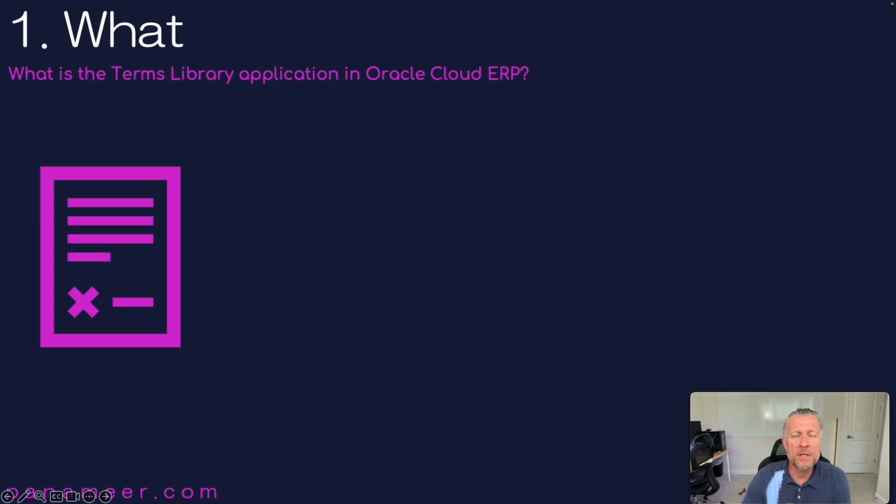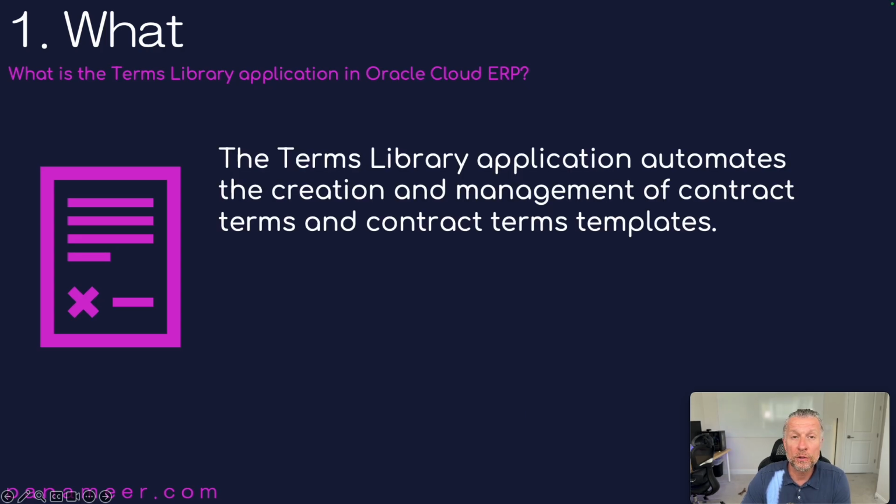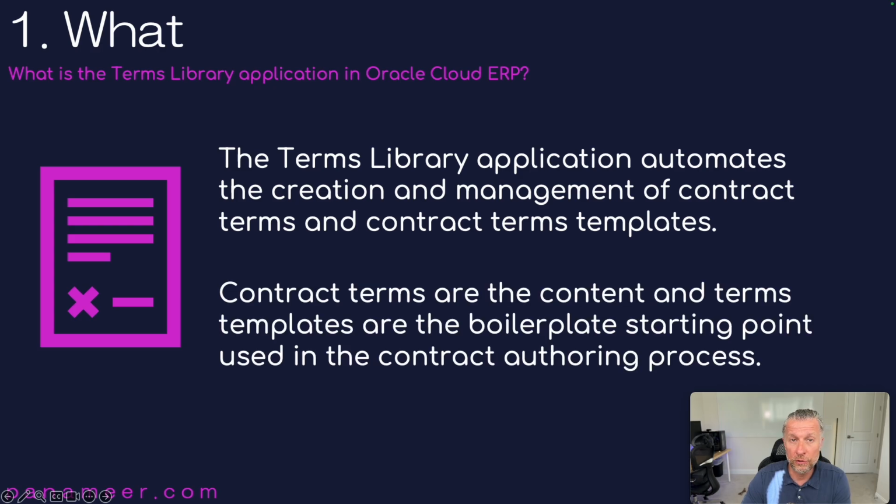What is the Terms Library application in Oracle Cloud ERP? Well, the Terms Library application automates the creation and management of contract terms and contract terms templates. Contract terms are the content, and the terms templates are the boilerplate starting point used in the contract authoring process.